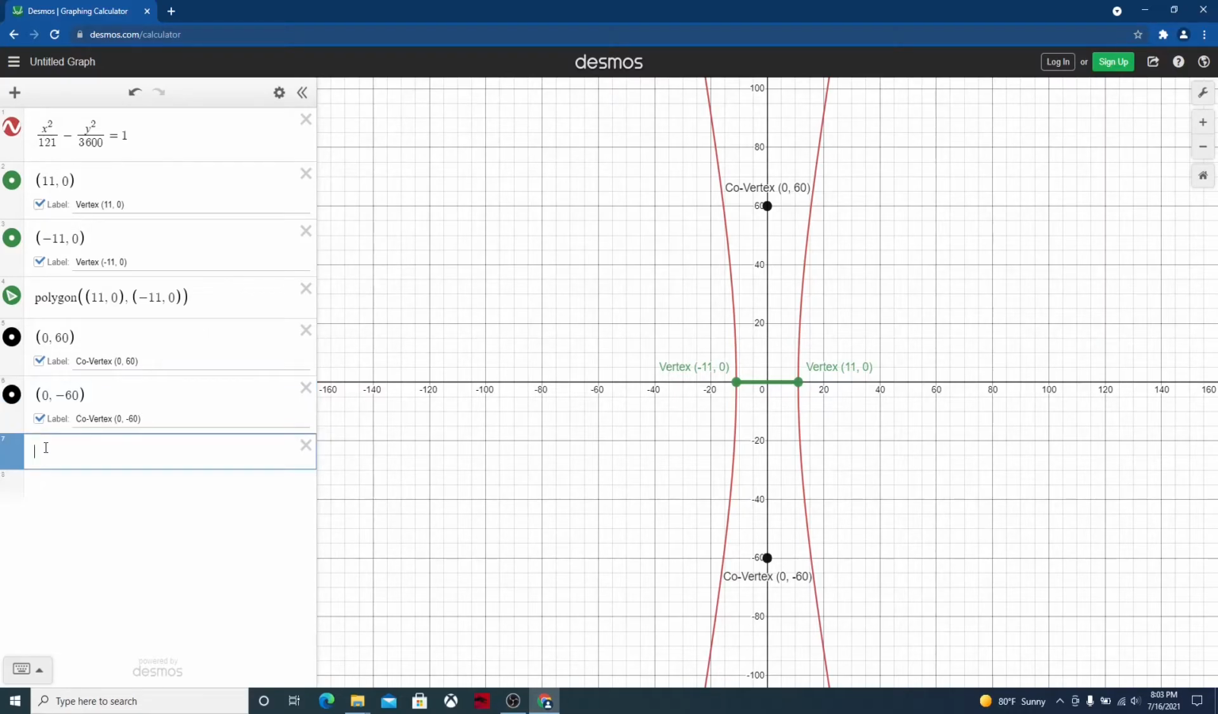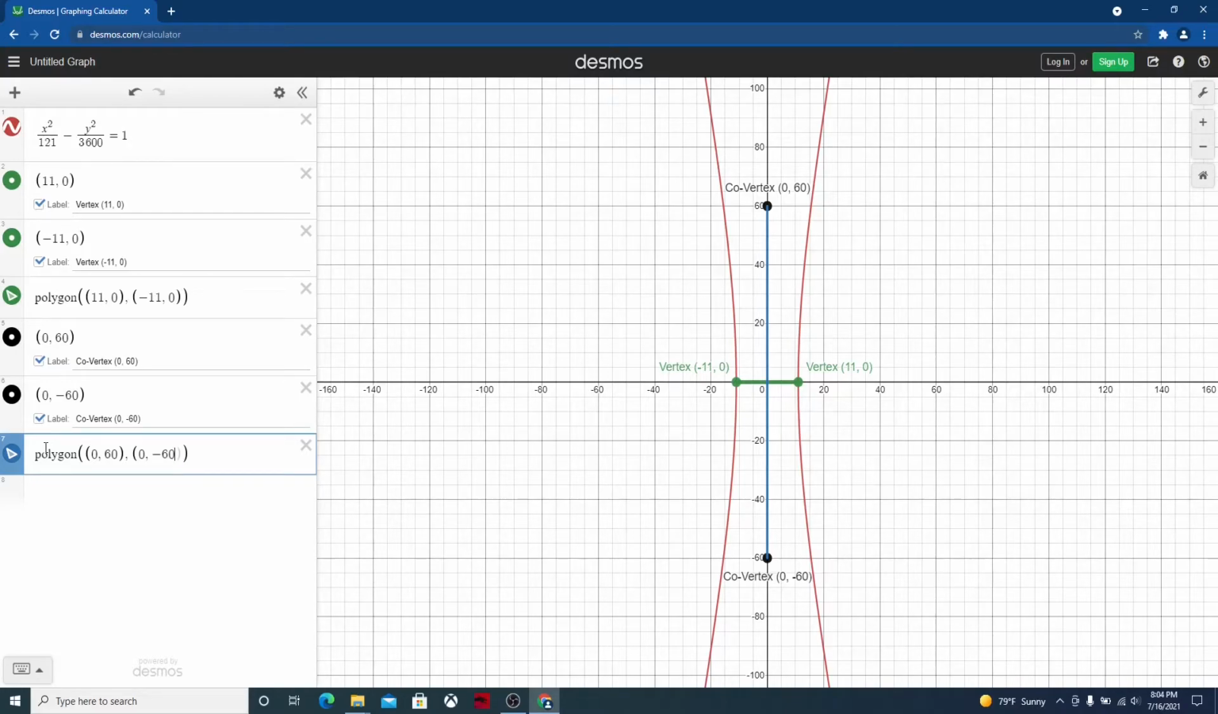And then, just like we did for the vertices, we're going to plot the line segment that joins those two points together. And again, we're going to use the polygon function to do that. So polygon, then open and close parentheses, put our cursor back between the parentheses, and now we're going to list the points. The first point was (0, 60), and then we need a comma, and then the second point is (0, -60).